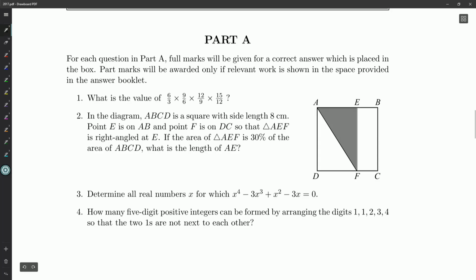We're looking in this video at our second question, question A2 on the 2017 senior paper that we started last time. In the diagram, ABCD is a square with side length 8 centimeters. Point E is on AB and F is on DC, so that triangle AEF is right angled at E. If the area of AEF is 30% of the area of ABCD, what is the length of AE?